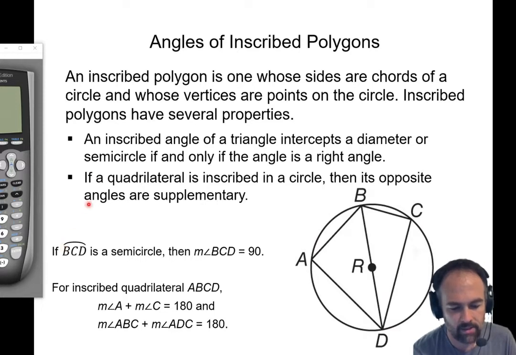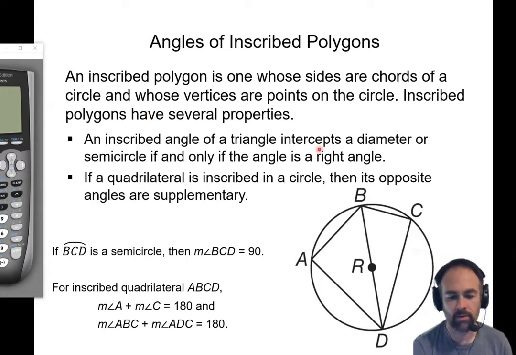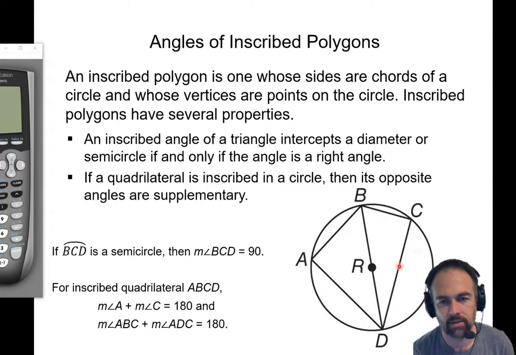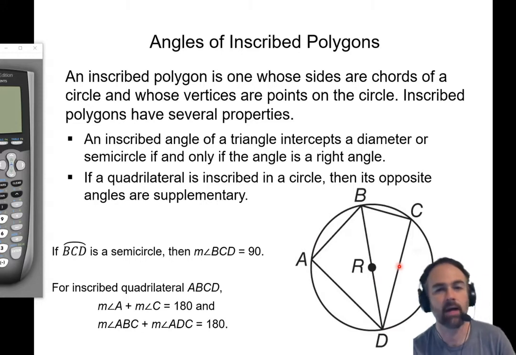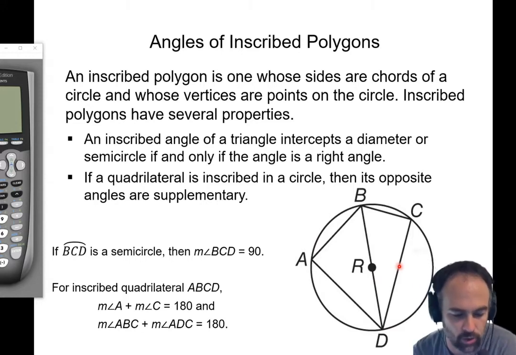Okay, an inscribed polygon is one whose sides are chords of a circle and whose vertices are points on the circle. So basically, this inscribed polygon, A, B, C, D, all 4 points are on the circle. Now, there's several things you need to know, especially about inscribed triangles and inscribed quadrilaterals.